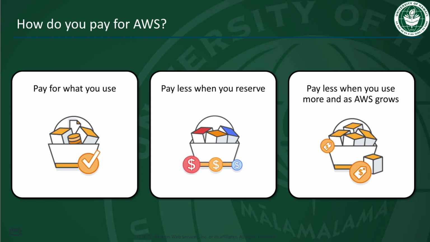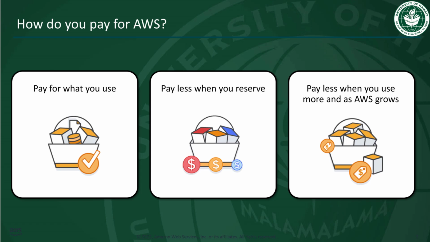The utility style pricing model includes one, pay for what you use. Okay. Then there's pay less when you reserve certain capacity, and then you pay less when you use more. So it doesn't mean that, hey, I used more storage, I pay less. No, what it means is up to a certain amount of storage, let's say, you pay a set price, and then after that set price you keep growing, well, you'll pay more per gigabyte as you go forward. And then you pay even less overall as AWS grows.